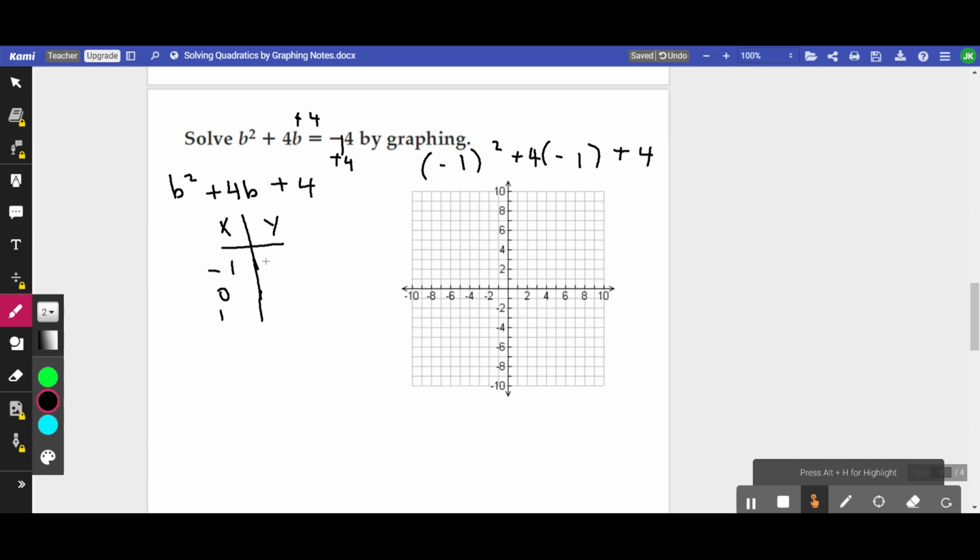And then you can sub your 0 in next. So 0 squared would still be 0. 4 times 0 would still be 0. And then 0 plus 4 would be 4. And then you can sub the 1 in next. So 1 squared would be 1. And then 4 times 1 would be 4. So 1 plus 4 plus 4 would be 9. So you can graph these.